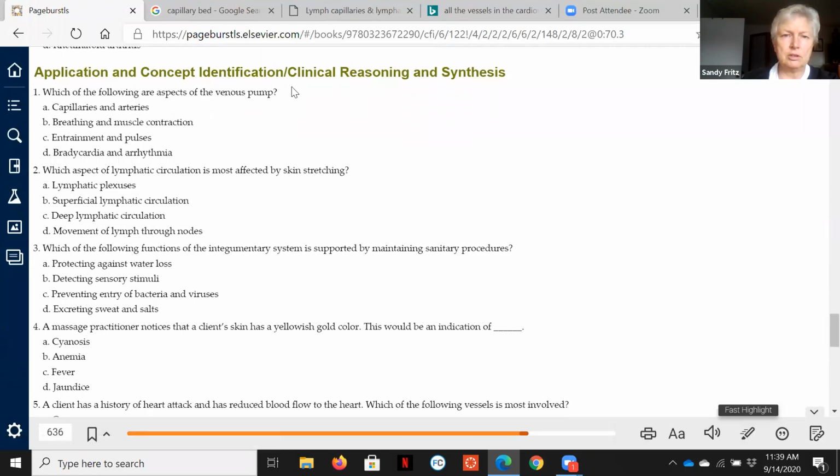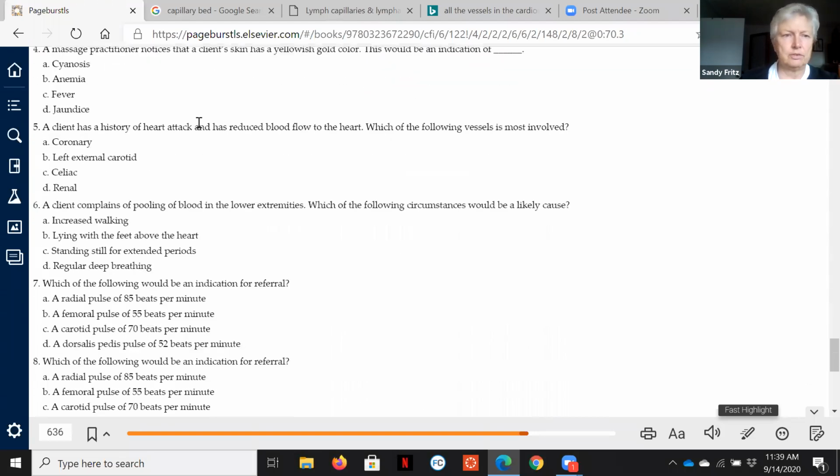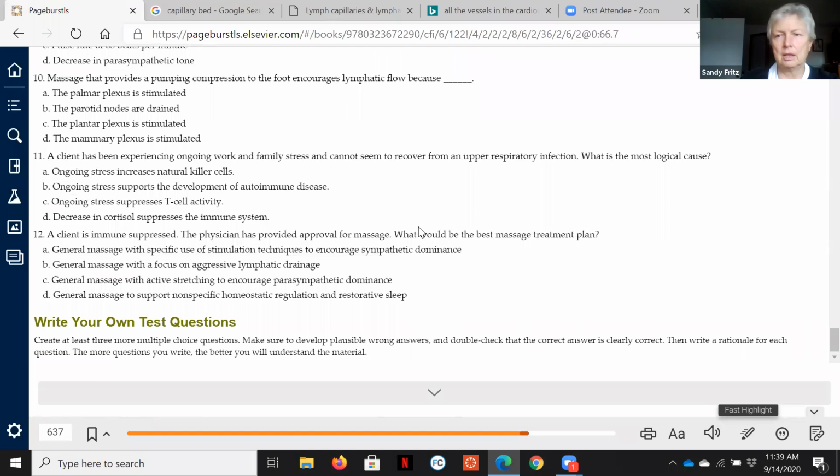And then the application and concept identification, clinical reasoning and synthesis questions. Now that you know what the terms mean, you've got to determine the relationship of these terms and situations, and how massage in particular would interface with this, or how massage would interface with a treatment if there was a pathology involved here. And one of the best things you can do is write your own questions. So do that. Okay.